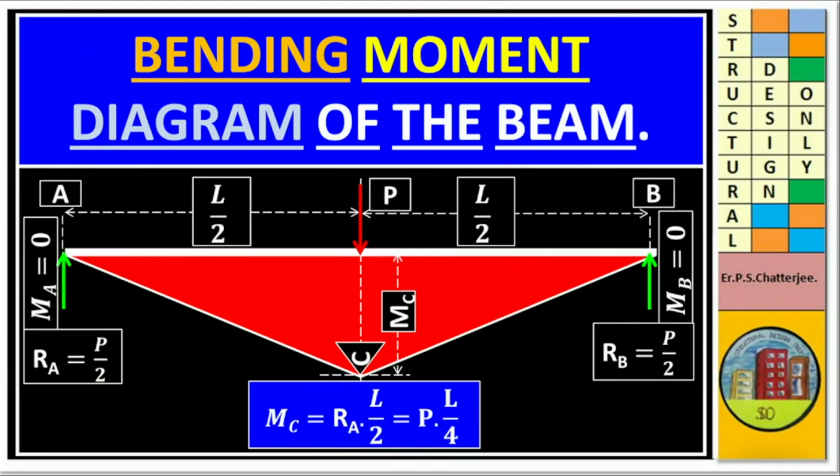Bending moment diagram of the beam, when point load is at center and beam is simply supported. We know for simply supported beam, moment at support, that is MA is equal to 0 and MB is equal to 0. RA is equal to P by 2, RB is equal to P by 2. And moment at C, that is center, MC is equal to RA into L by 2 is equal to P into L by 4.